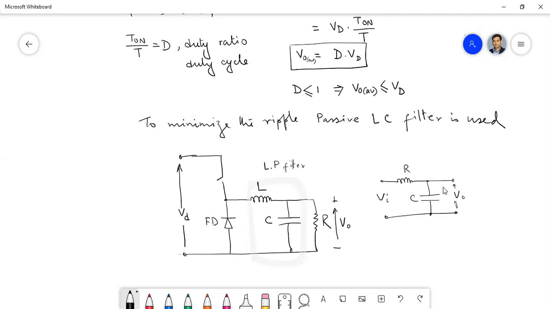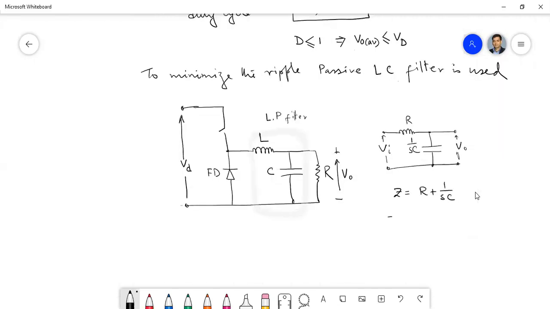Suppose you have input and output. Generally in the S domain we write 1 by SC for this capacitor, isn't it? So what is the impedance of this circuit? R plus 1 by SC. Now what is the current? Current is VI by Z. And what is V0? V0 is the voltage across the capacitor. So that means 1 by SC into I.